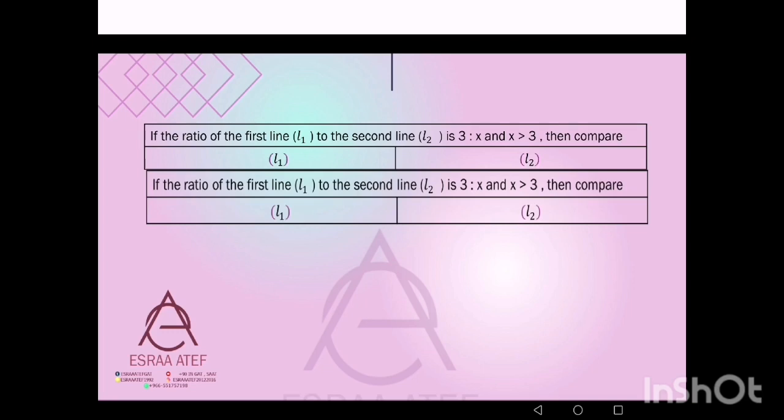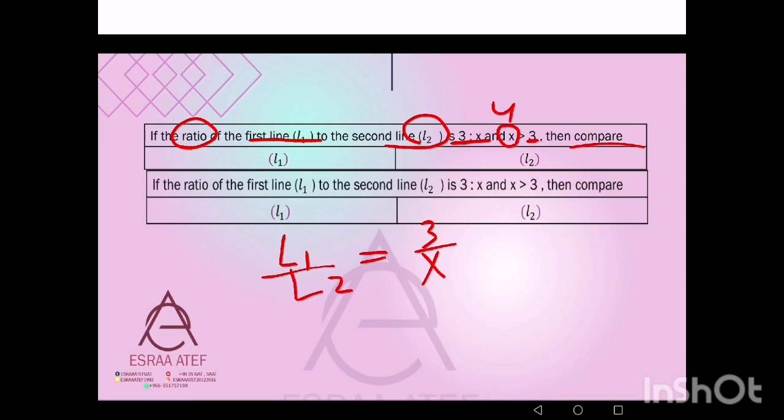Okay, here we have the ratio of the first line L1 to the second line L2 is 3 to x, and they said that x is more than 3, for example it's 4 or anything, then compare between them. Okay, so L1 over L2, which is the ratio of them, equals 3 over x. It means that the ratio of L1 is smaller than the ratio of L2. It means that L2 is bigger.